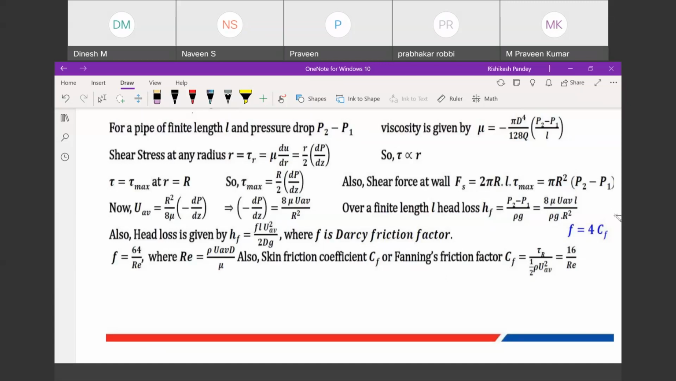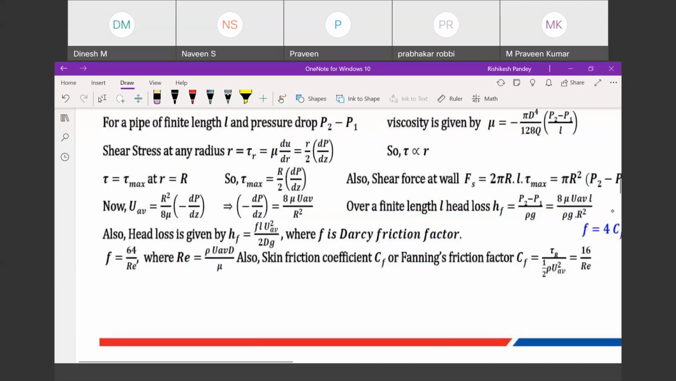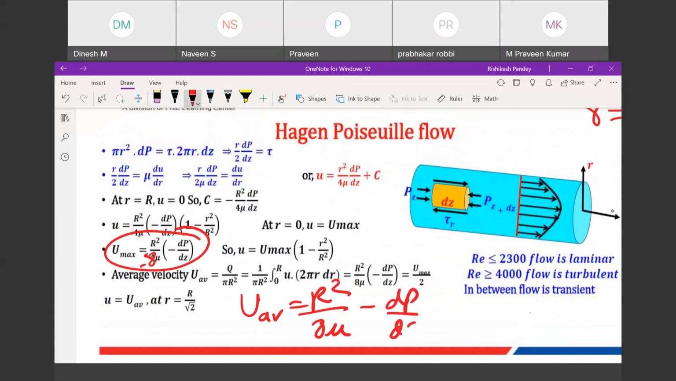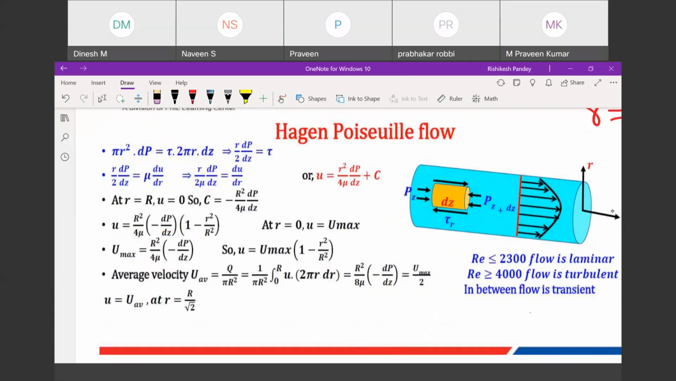Okay. Now one more important derivation here. This is our average velocity, which we will get from the last slide. This is the maximum, and the average will be half of this, so divide by 8 will come. So U average will be R square by 8 mu into minus dP by dz. Remember, this is not partial dP by dz, it is dP by dz, because pressure varies only in the flow direction. It is not varying in the radial direction. It only varies in the flow direction.